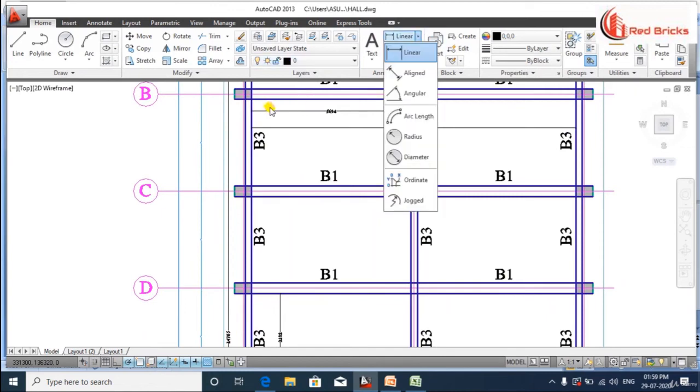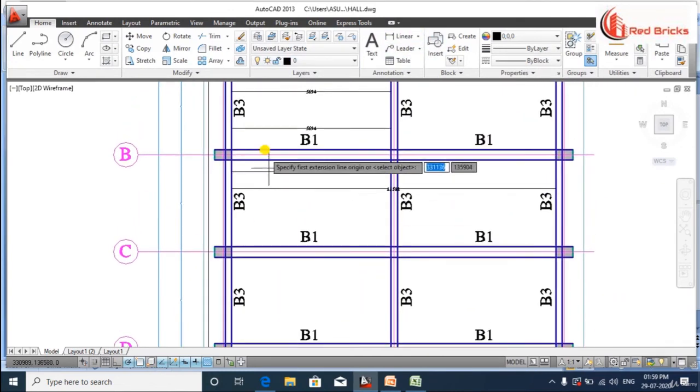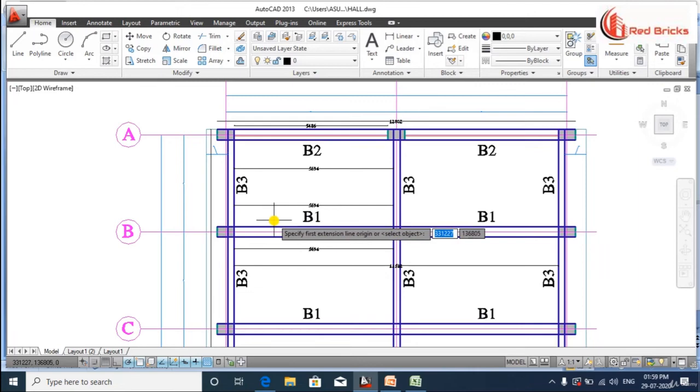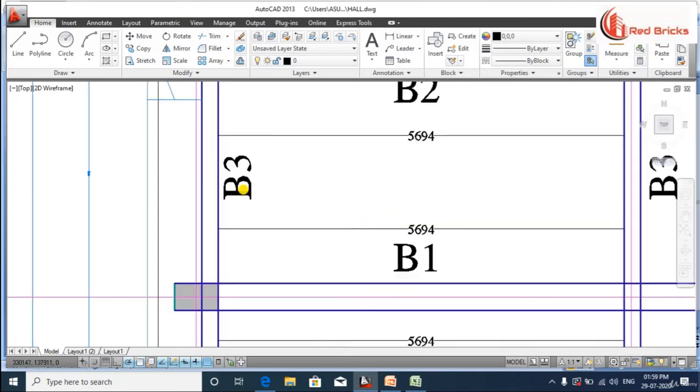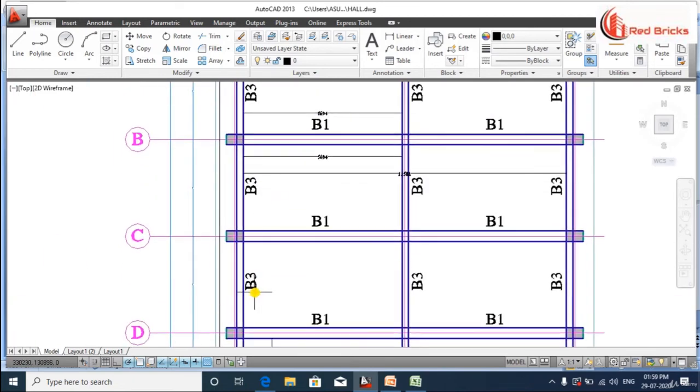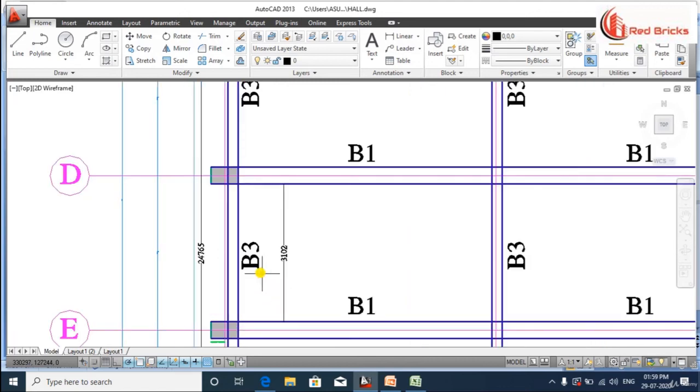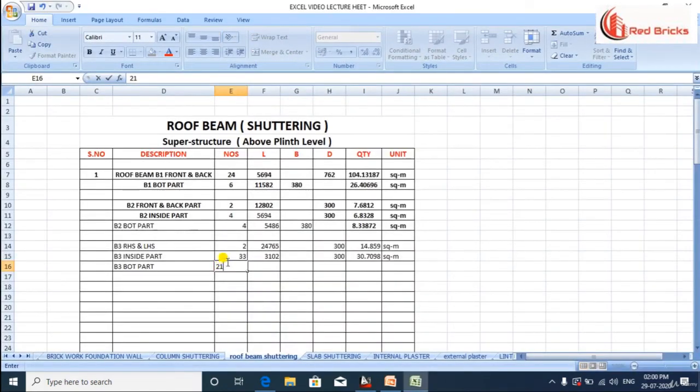Now we will find the bottom part of shuttering of B3. Its length will be the same as before, that is 3102, and we have 21 such parts of B3. Its number is 21, length is 3102 and its breadth is 230 mm. We will find its quantity by multiplying all its measures and then converting it to square meters.